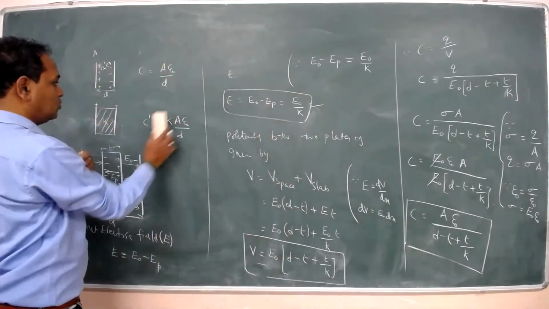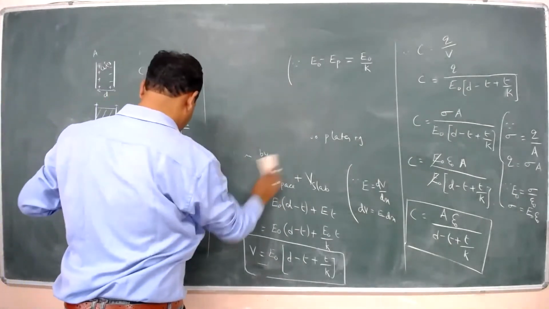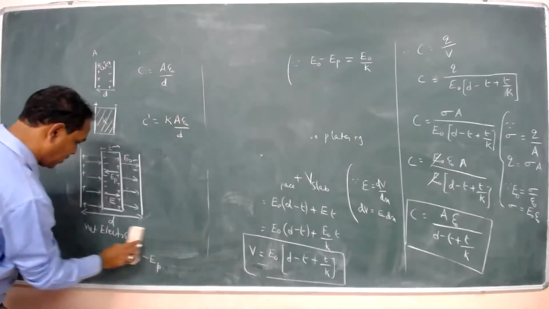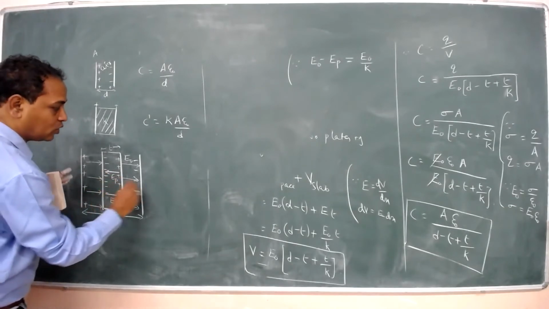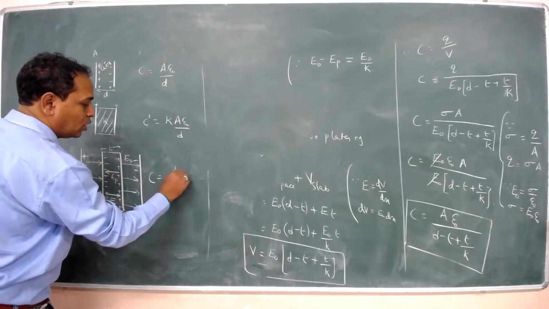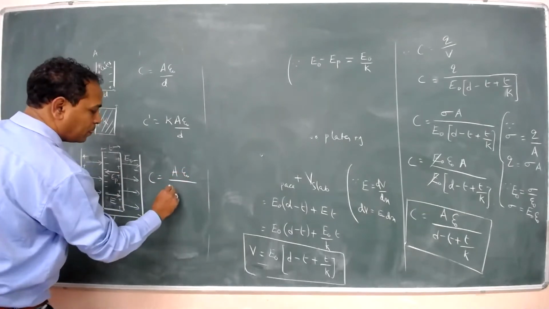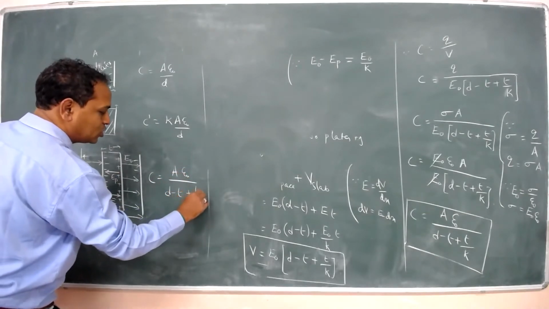So that means finally the capacitance for this is C is equal to how much? A epsilon naught by D minus T plus T by K.